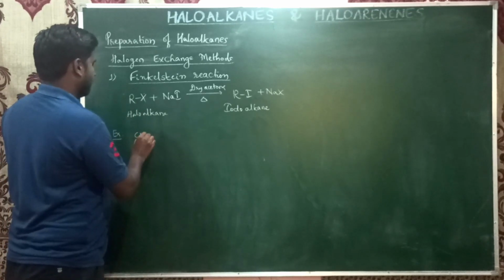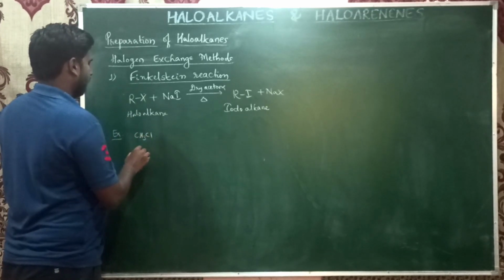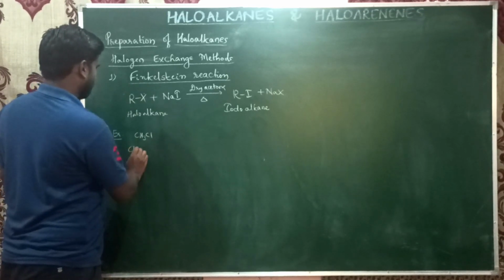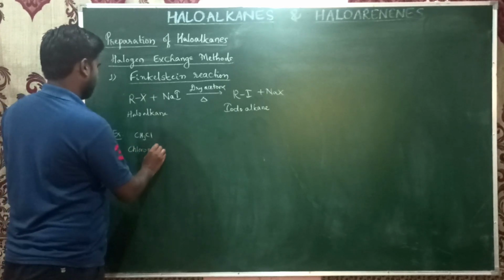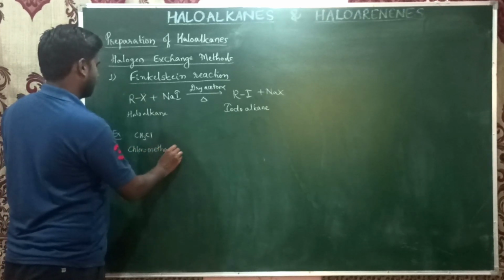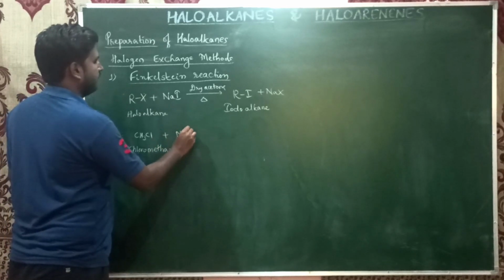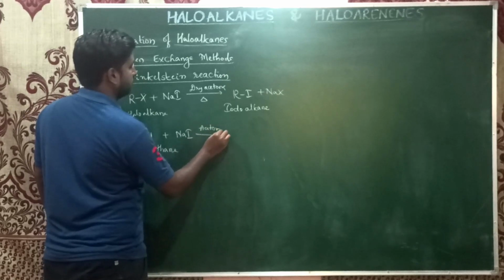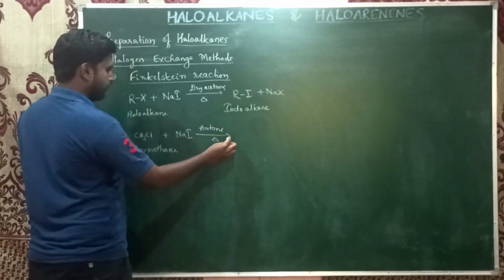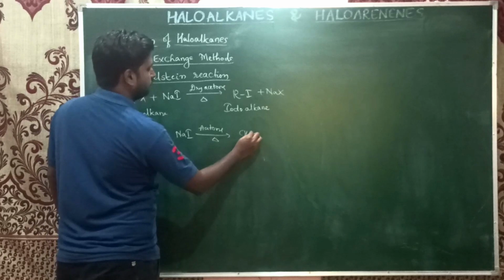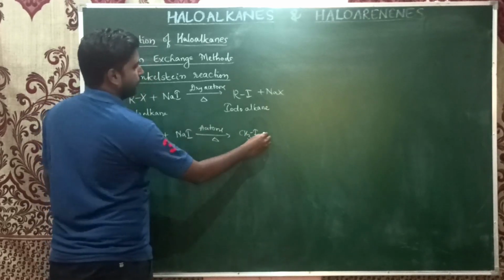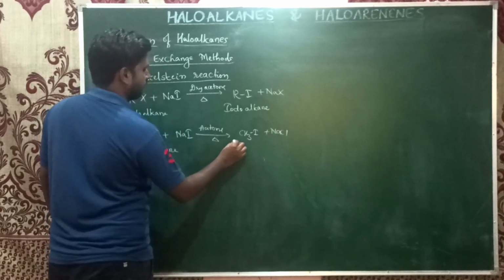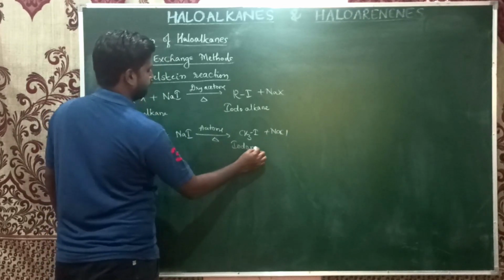let me take a chloride, methyl chloride, so chloromethane, when it is heated with sodium iodide in dry acetone, it gives us methyl iodide or iodomethane with the elimination of sodium chloride. Iodomethane.